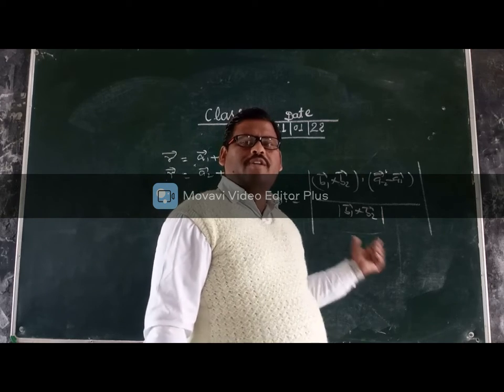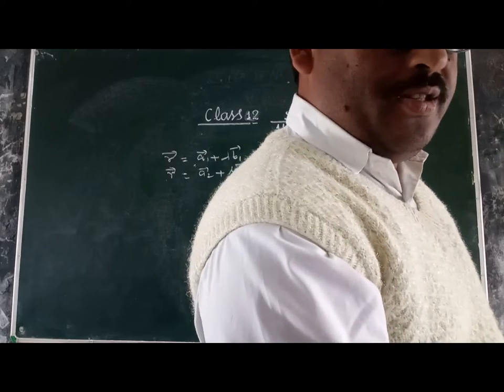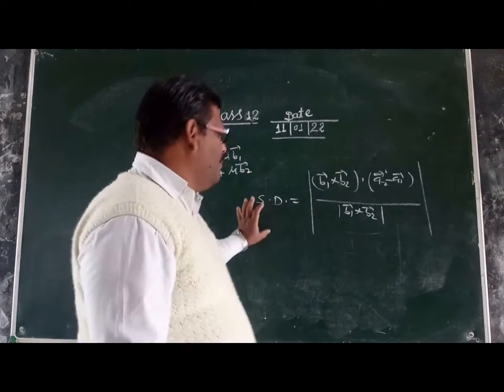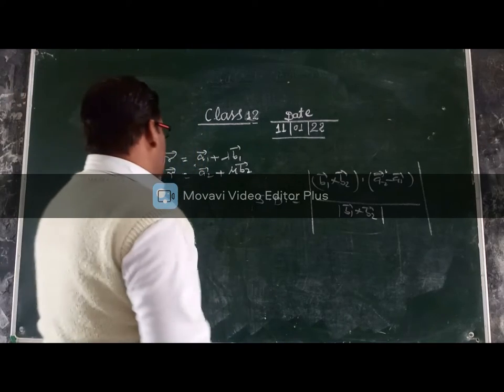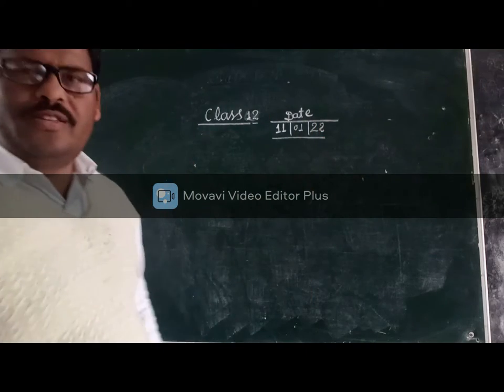That is the formula to find the shortest distance between any two lines. Now, Cartesian form, that is vector form. In Cartesian form, how can you find the shortest distance between the two skew lines? Suppose that there are two skew lines.